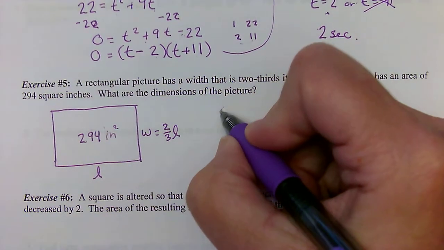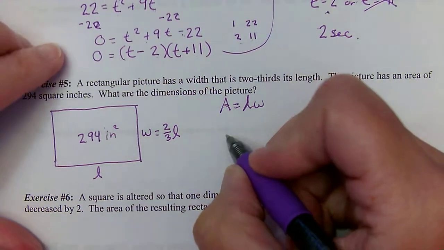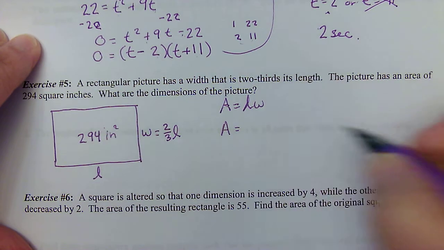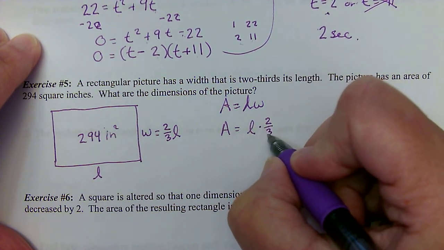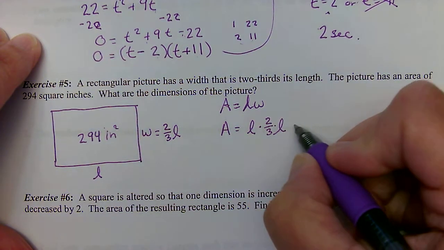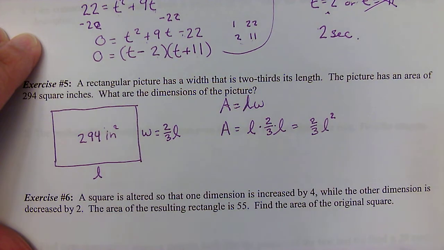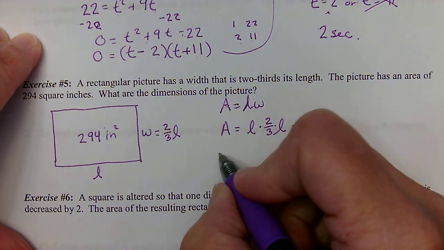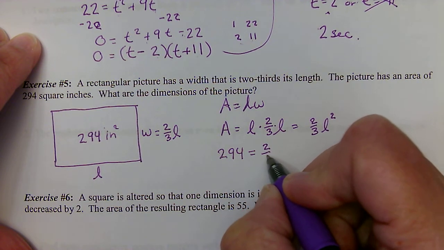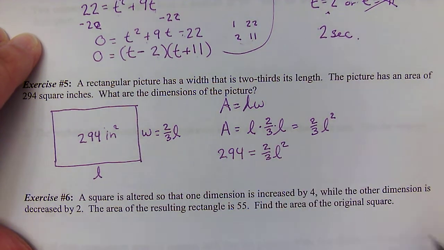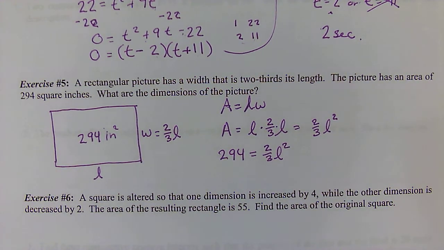Well, the area of a rectangle is its length times its width. So that means the area of this rectangle is going to be its length times 2/3 of its length. So that's 2/3 times its length squared. And they tell us that that area is 294 square inches. So this is the equation we need to solve.